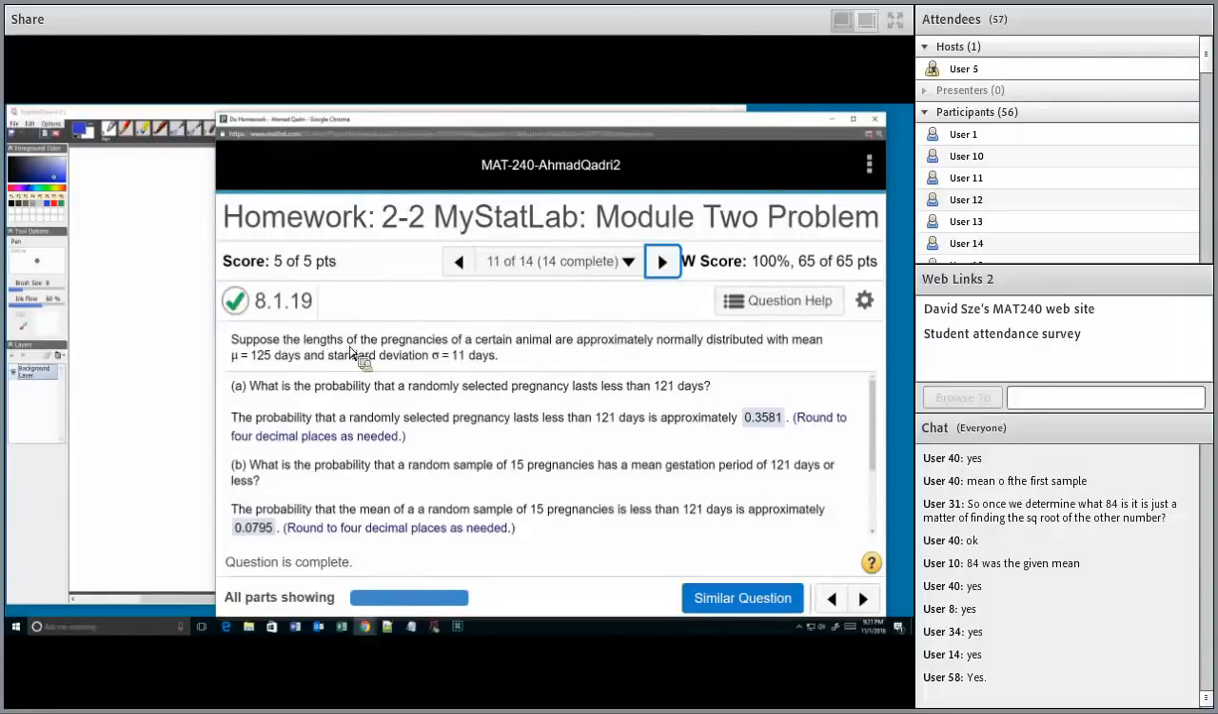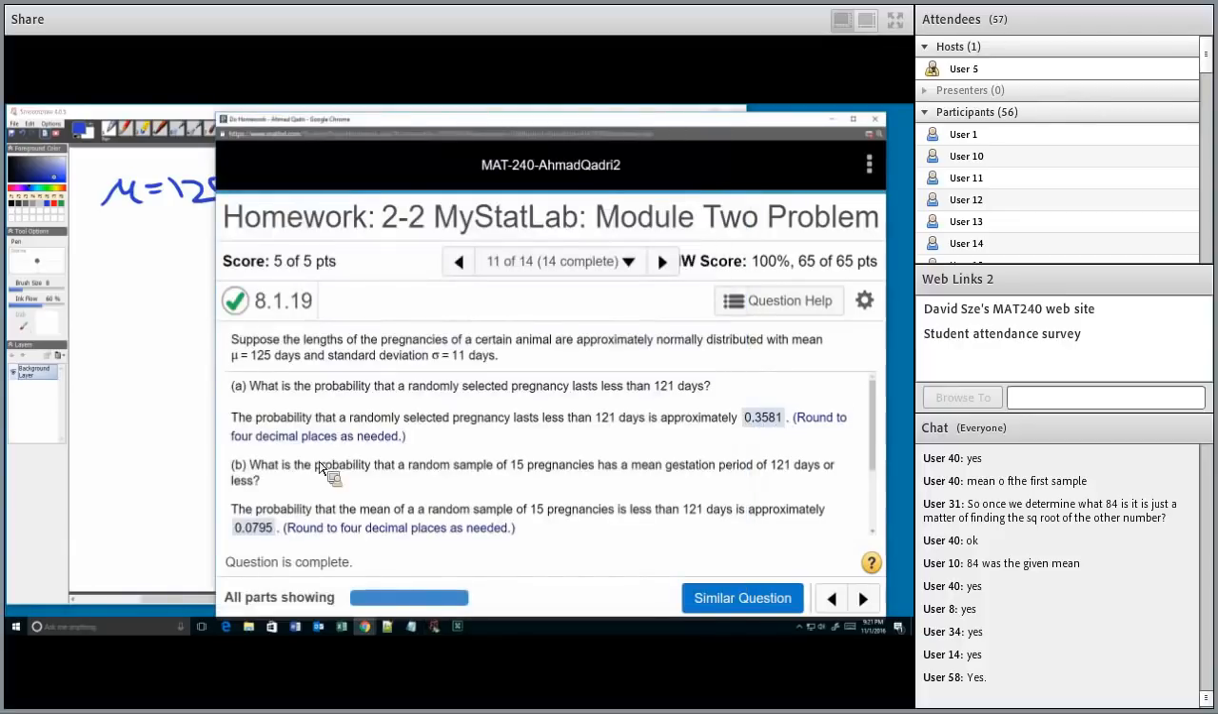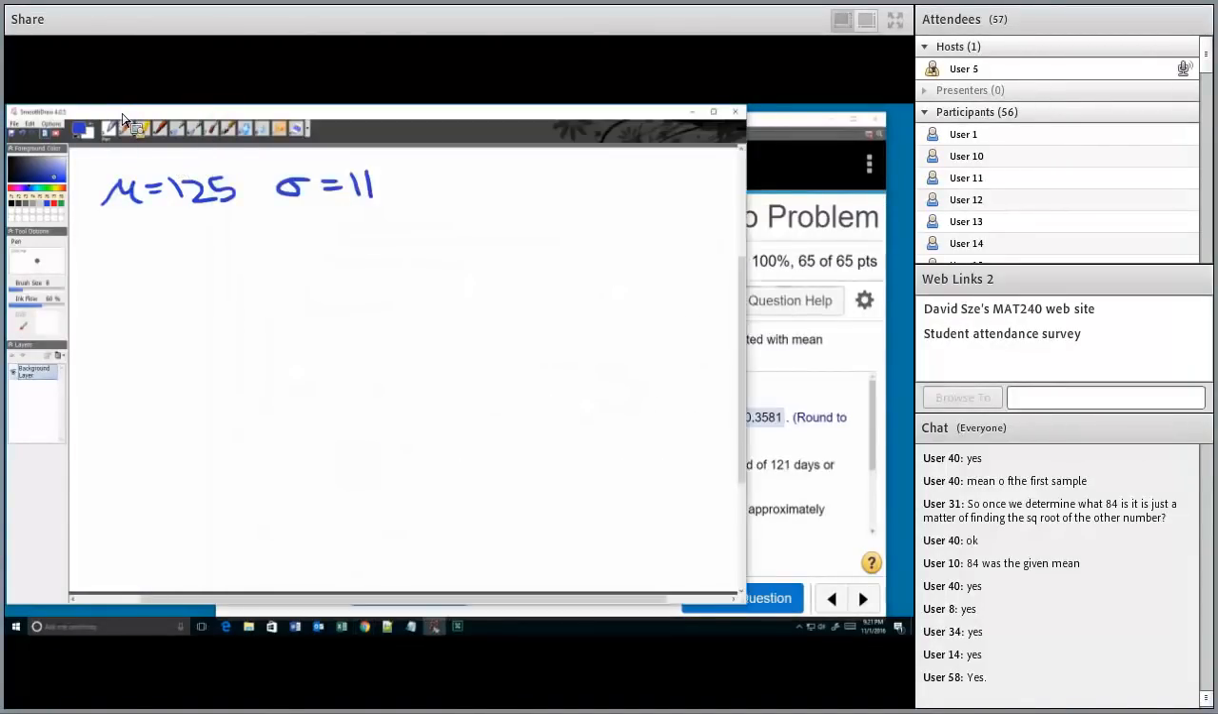Suppose the length of pregnancies of a certain animal are approximately normally distributed with mean 125 and standard deviation 11. Okay, so the population mean is 125, population standard deviation is 11. This is the population data. What is the probability that a randomly selected pregnancy lasts less than 121 days? This is just like what we did yesterday.